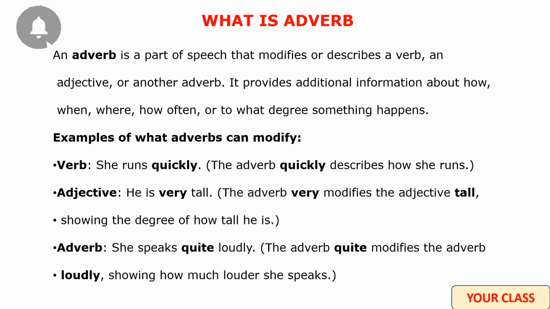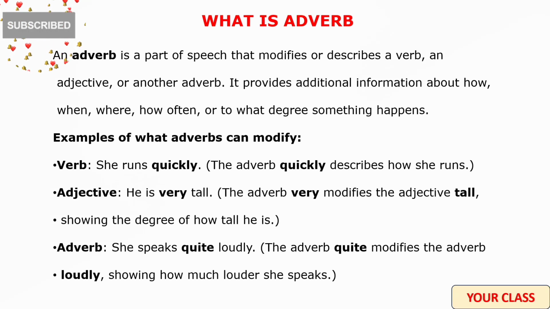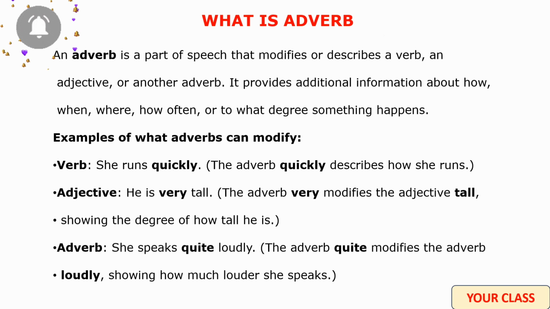Great. Let's break down and explain these examples in detail. Verb. She runs quickly. Explanation. The verb here is runs, which describes the action the subject, she, is doing. Adverb. The adverb quickly modifies the verb runs. It tells us how she runs. In other words, quickly explains the manner, or speed, at which the action of running happens.